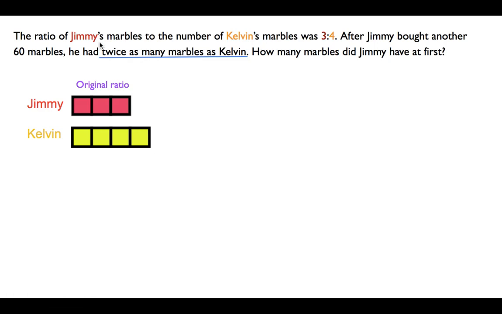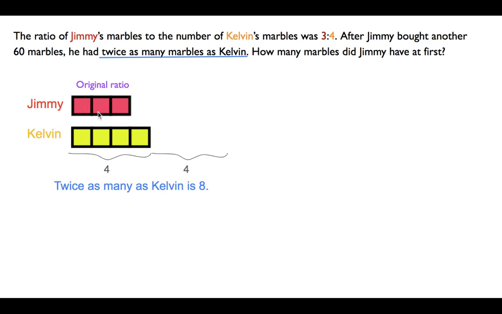I want to look at "after Jimmy bought another 60 marbles, he had twice as many marbles as Calvin," because that's the second sentence. In order to figure this out, I need to think about how much twice as many marbles as Calvin is. Well, Calvin has 4 marbles. So twice would be 4 times 2, which is 8. So twice as many as Calvin is 8.